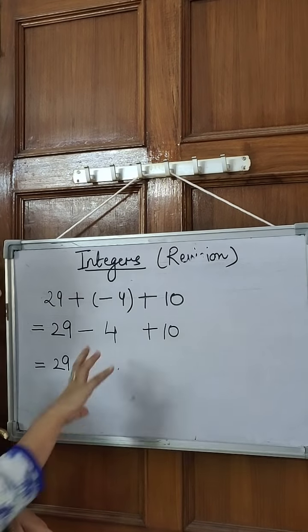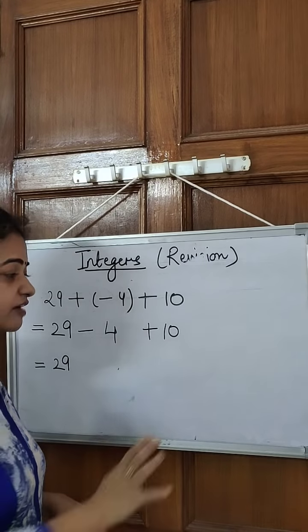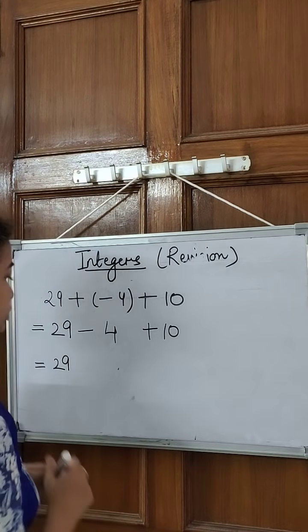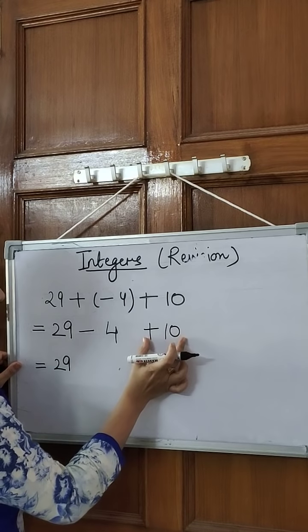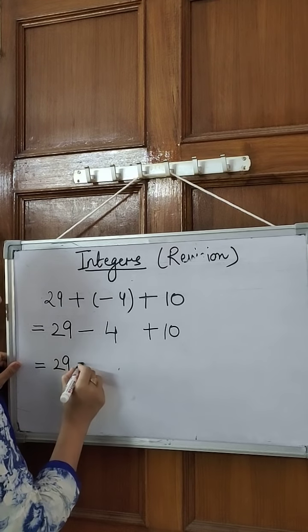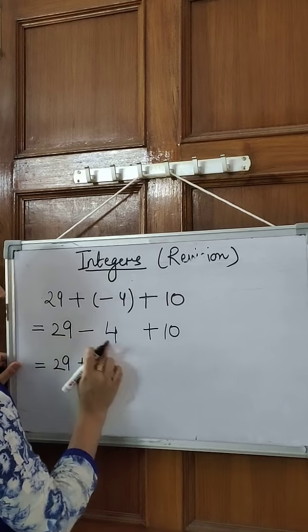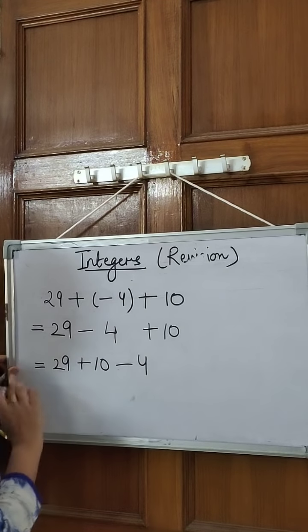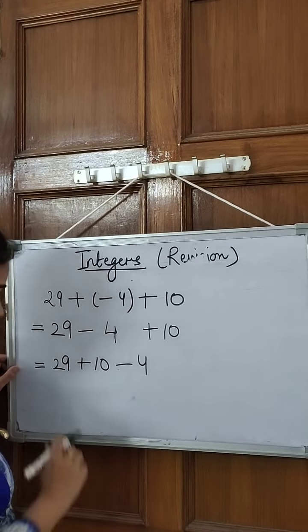Okay, so I am not sending anyone out of the classroom. Everyone is there in the class. I am just changing the places. So what I am doing, I am bringing this plus 10 over here and then I am writing my minus number here. So I am adding first and then I am subtracting.